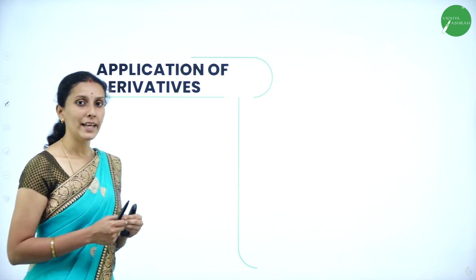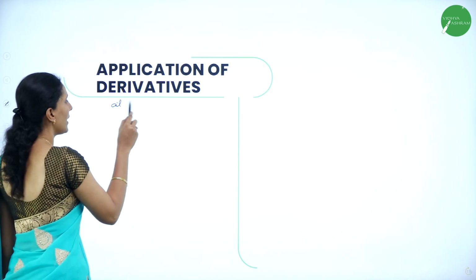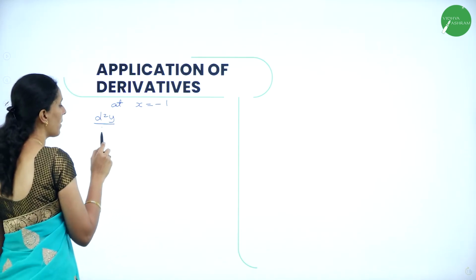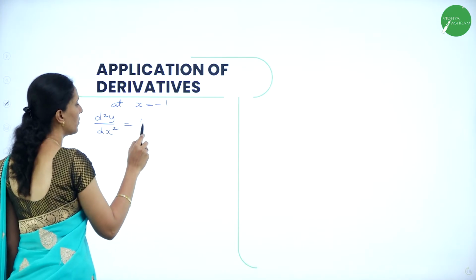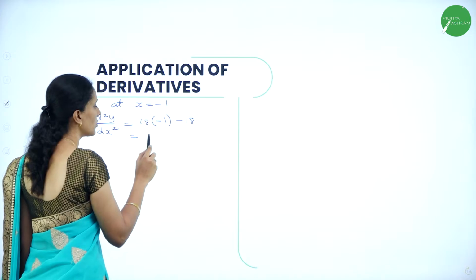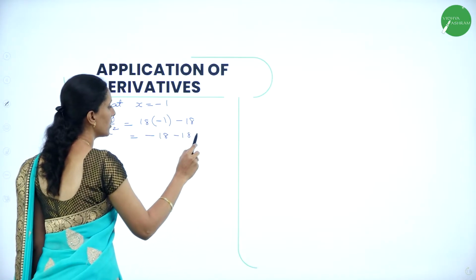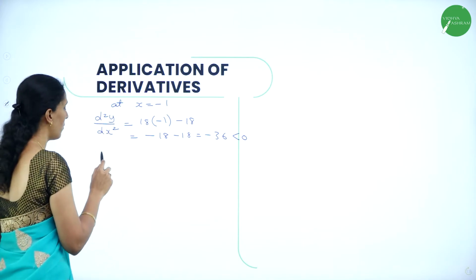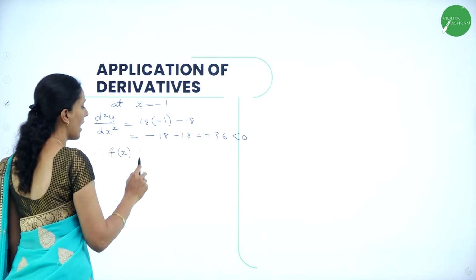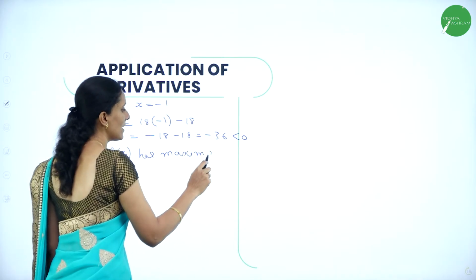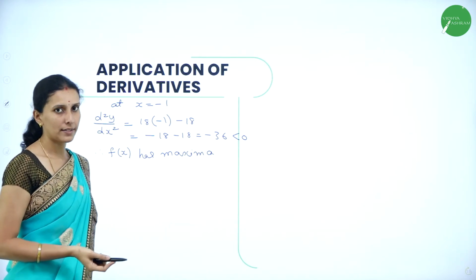Let's see what happens at x is equal to minus 1. At x is equal to minus 1, d square y by dx square is equal to 18 into minus 1 minus 18, which is minus 18 minus 18, minus 36, less than 0. So therefore, f of x has maxima. If it is less than 0, that means it contains a maximum value.